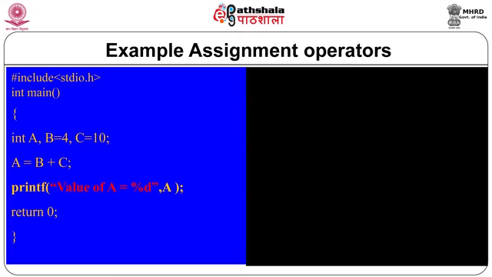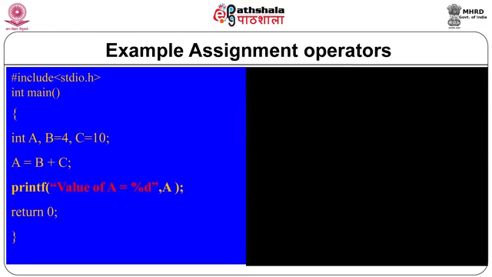Now here we want to print value of A. So you can see in printf statement I have written value of A equal to percent d comma A. It means I want to display value of A. So value of A will be B plus C. You can see value of A is 14.